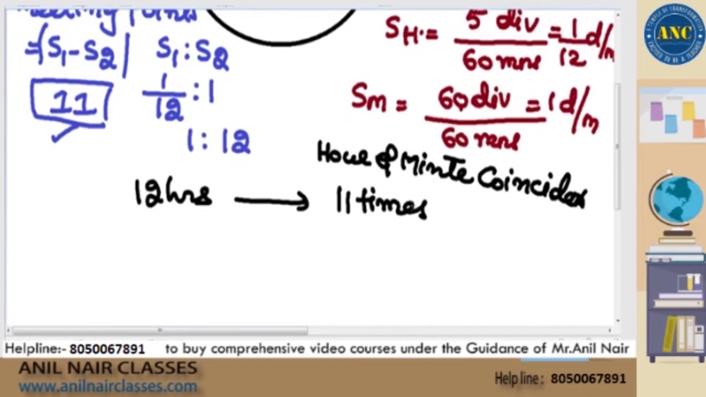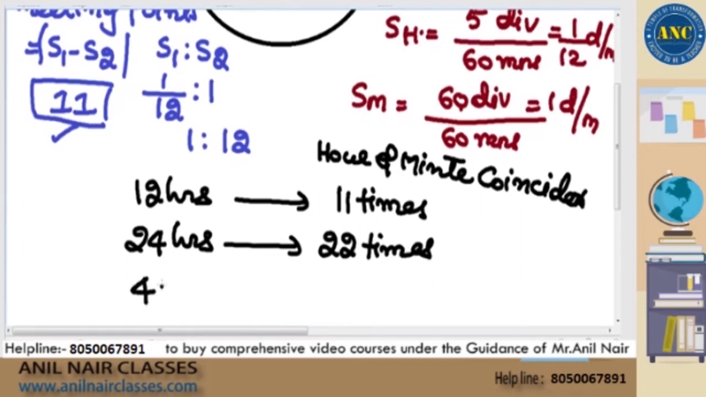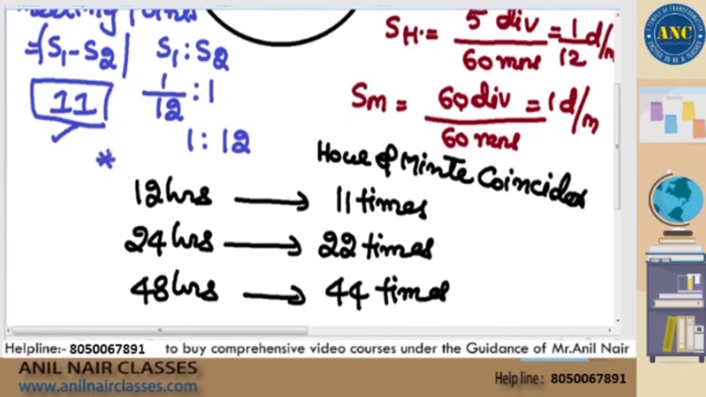12 hours it is 11 times. 24 hours it is 22 times. This is the proof behind the concept. 48 hours it is 44 times. So 12 hours it is 11 times, 24 hours it is 22 times, and 48 hours it is 44 times.